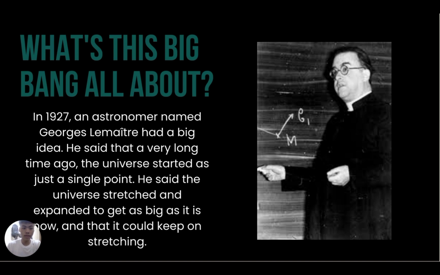In 1927, an astronomer named Georges Lemaitre had a big idea. He said that a very long time ago, the universe started as just a single point. He said that the universe stretched and expanded to get as big as it is now, and that it could keep on stretching. Lemaitre is a Belgian cosmologist and Catholic priest, and is known as the father of the Big Bang theory.